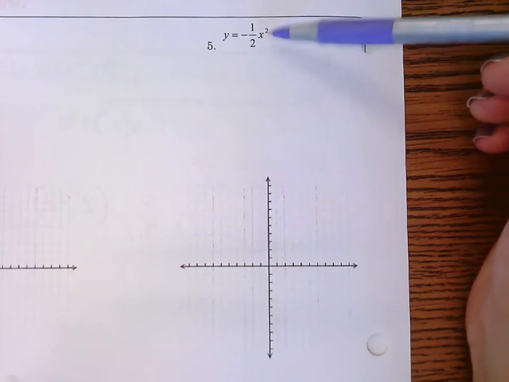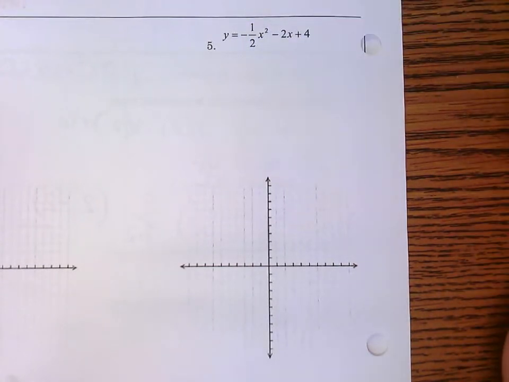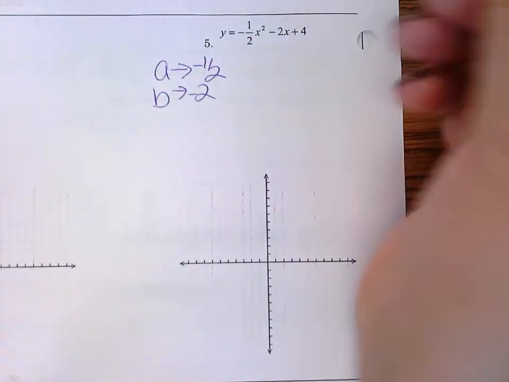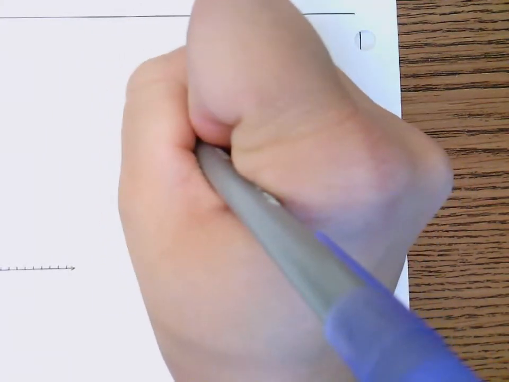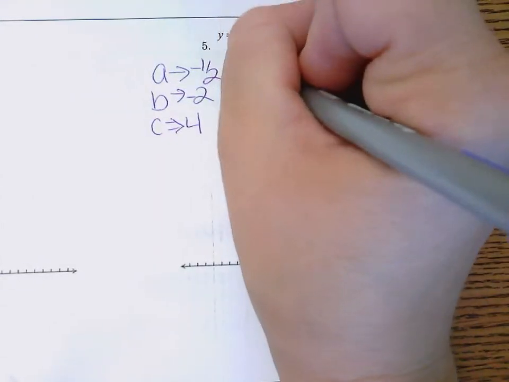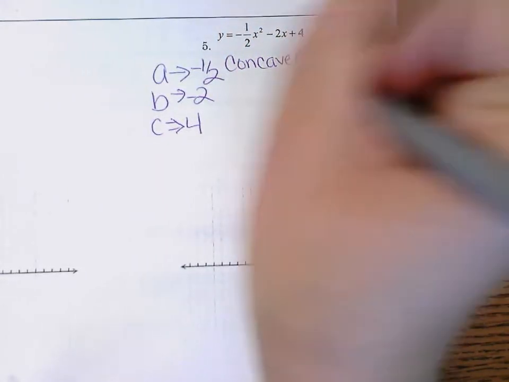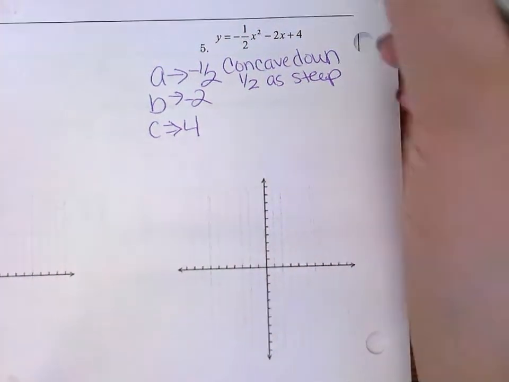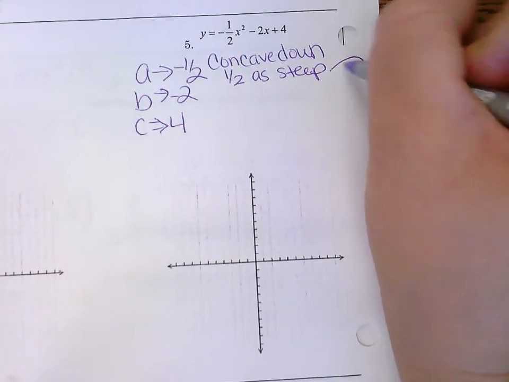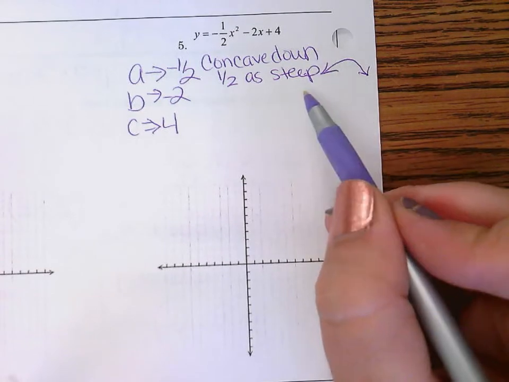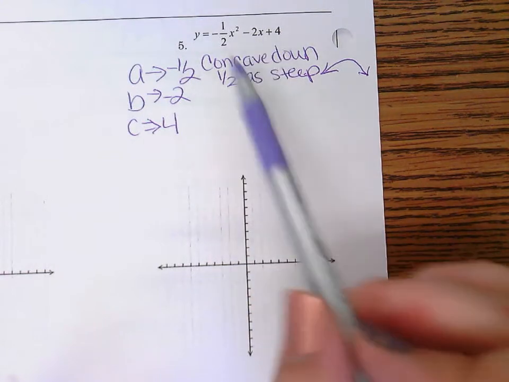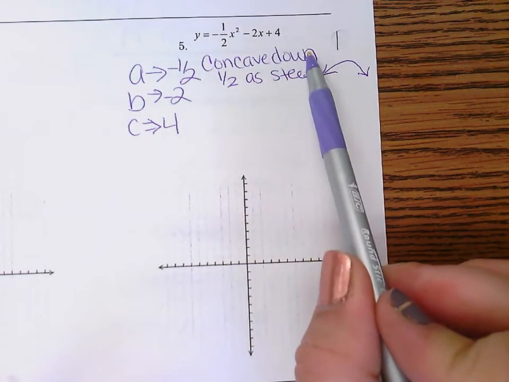I'm picking this one because it's that -1/2. So I thought that might be a little bit more challenging to graph on your own. So A is telling you what? -1/2, B is -2, and C is 4 in this case. So A is telling me it's concave down this time, and it's half as steep. So half as steep is going to kind of look like this, right? It's going to rise and fall very wide. It's going to be a wide parabola. So when I get my vertex, I have to remember it's concave down because of the negative, and it's going to be half as steep.